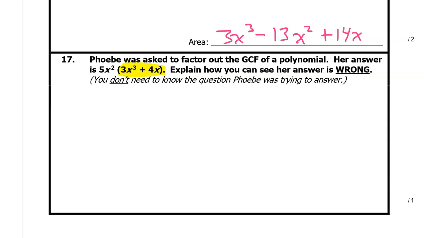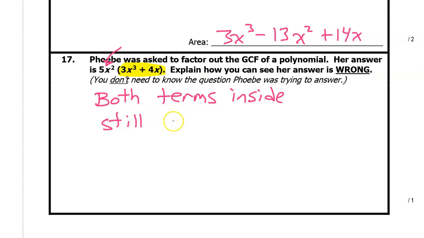If you correctly take out the GCF, if this is really the GCF, there won't be any common factors left behind. So the common factor I'm talking about is the x. See how both terms still have an x? So as far as answering the question, we could simply say both terms inside the parentheses still have an x in common.